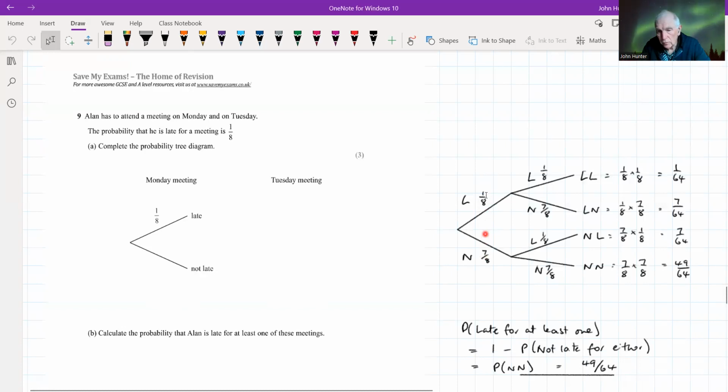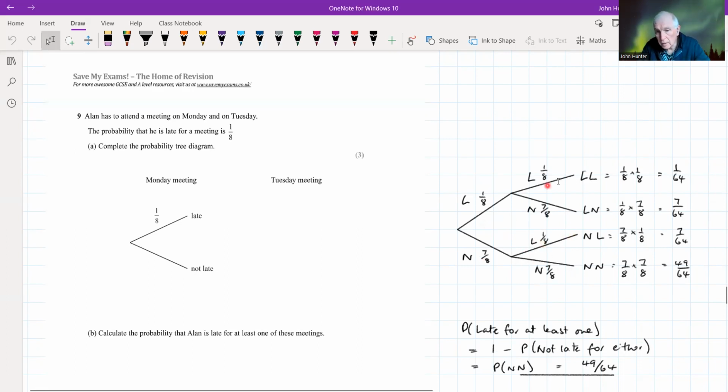So from each node (this is a node, that's a node, that's a node), the probabilities add up to 1: 1/8 and 7/8 make 1. If he's late on a Monday, then there are two possibilities on the Tuesday: he's late or he's not late. Again, the probabilities are 1/8 and 7/8. And we've got the same thing here.